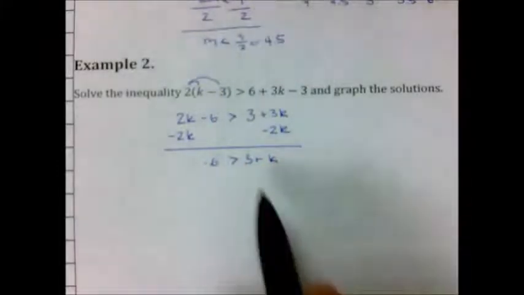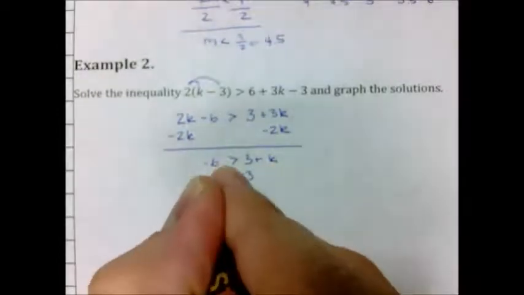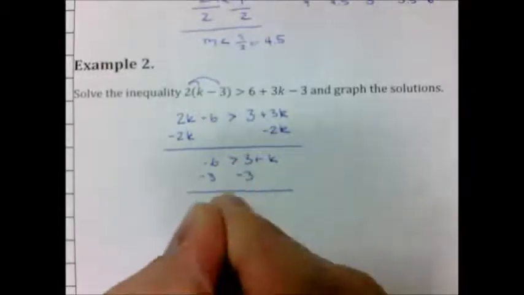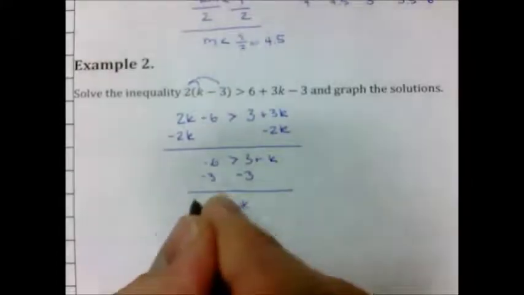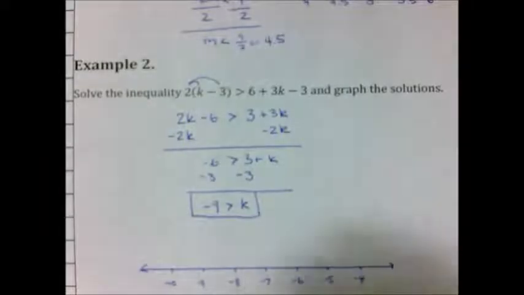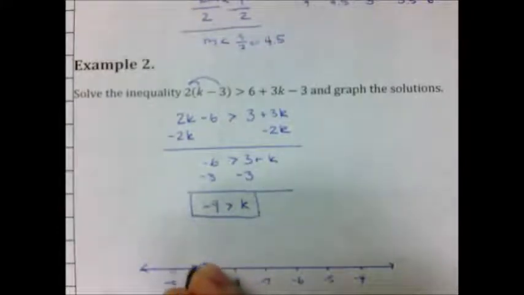Okay, now we need to get rid of this 3 that's next to the k, and that's a positive 3. So to get rid of a positive 3, we must subtract 3 from both sides. And negative 6 minus 3 is negative 9, which is greater than k. Negative 9 is greater than k. And now finally we need to graph this. So we're going to put an open dot at negative 9. k is less than negative 9. Negative 8 is not less than negative 9. Negative 10 is less than negative 9, so we're going to shade to the left.